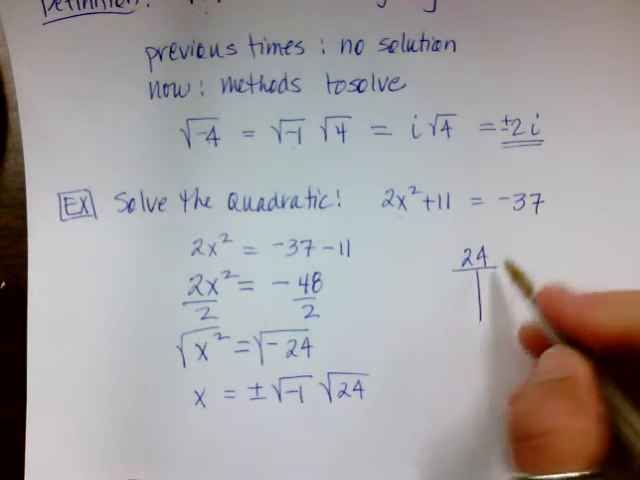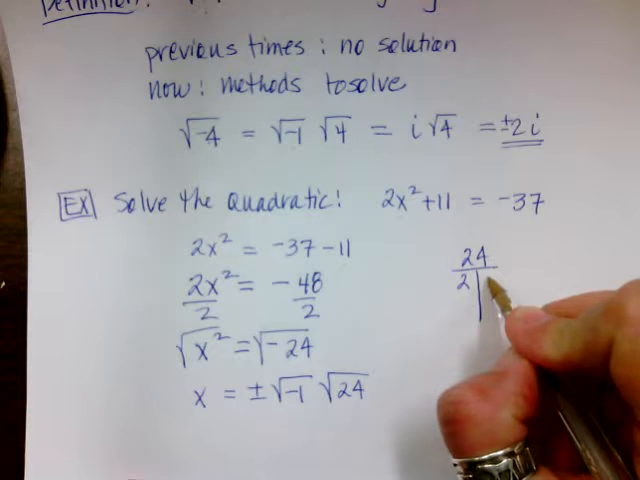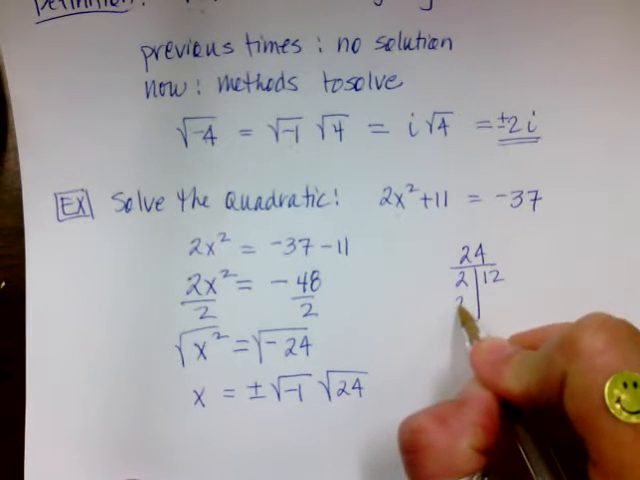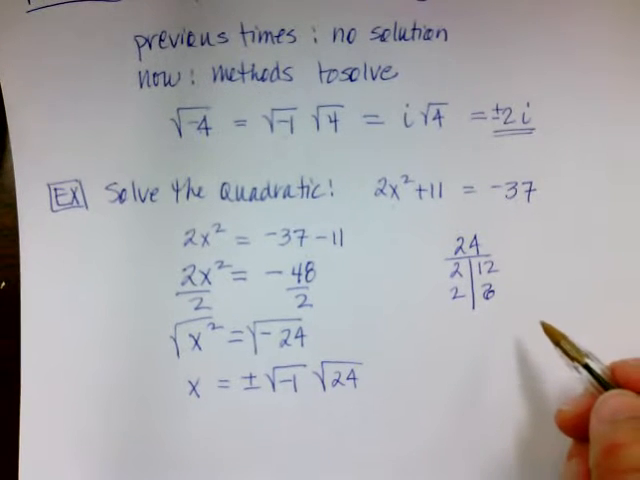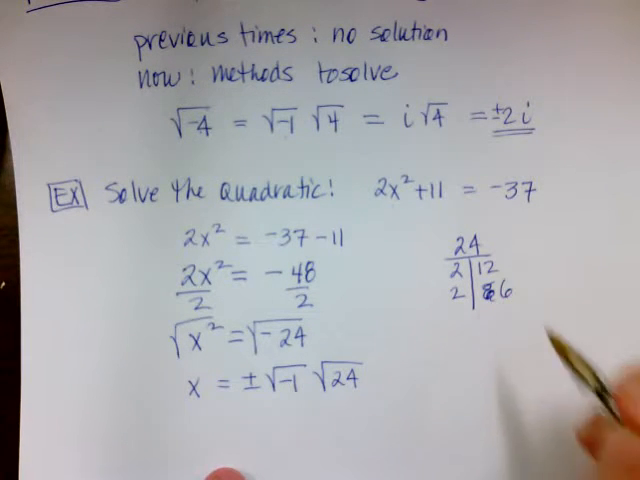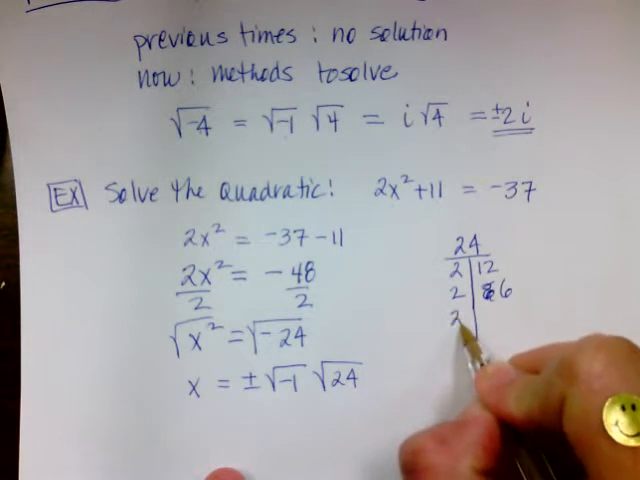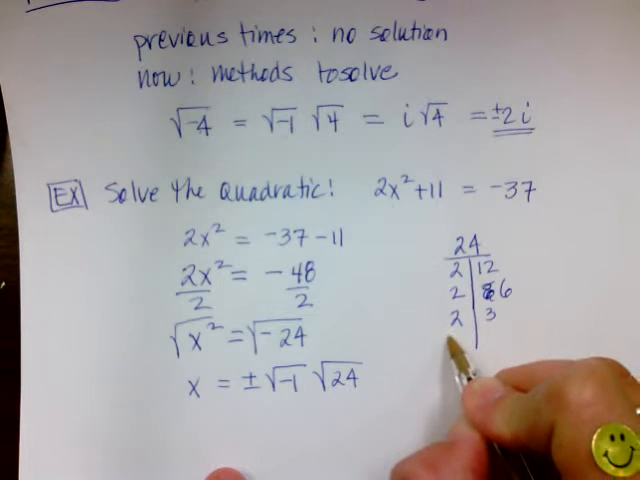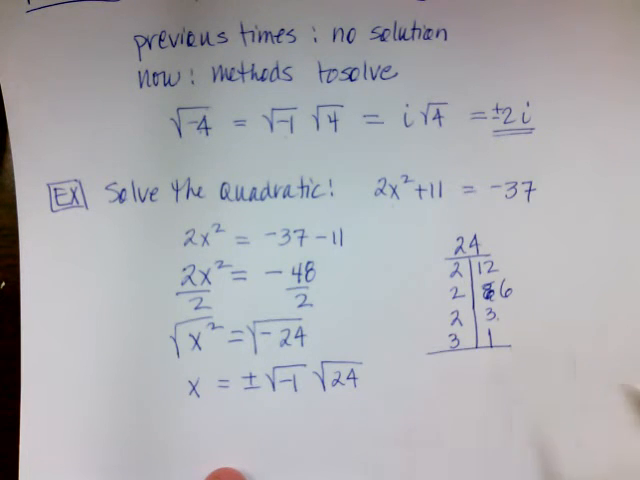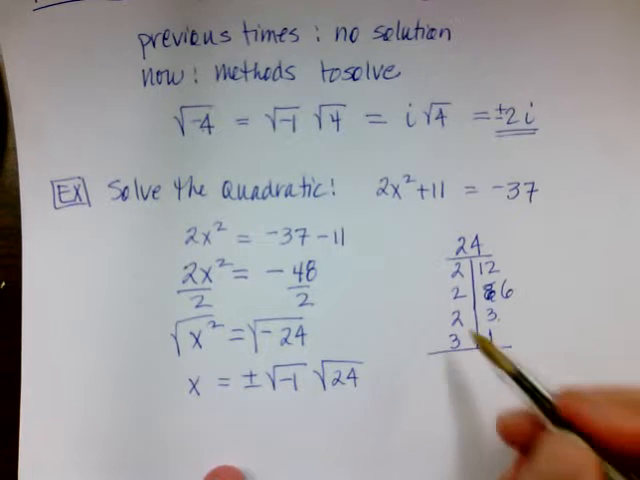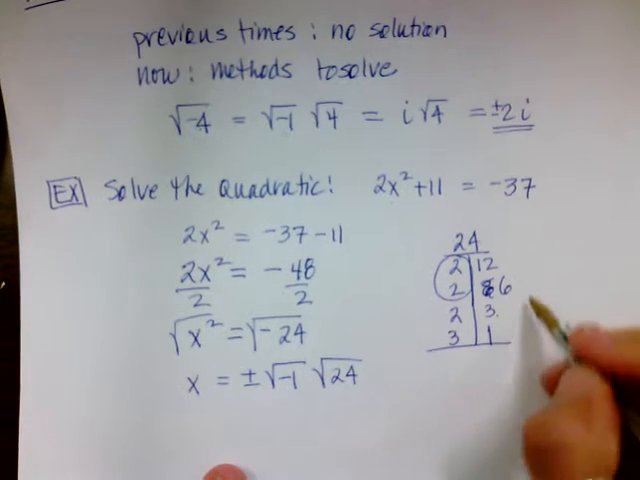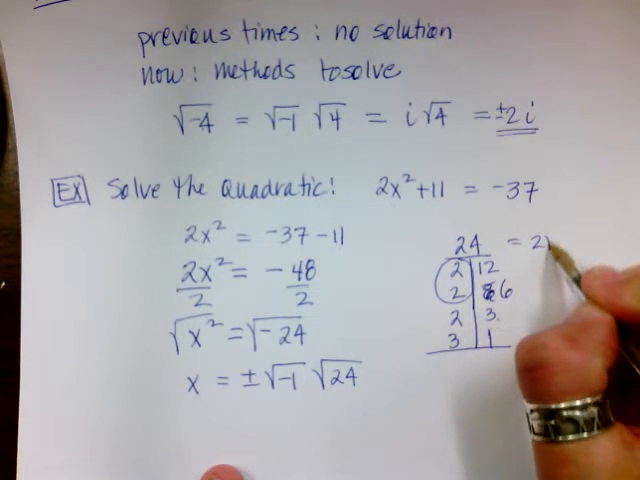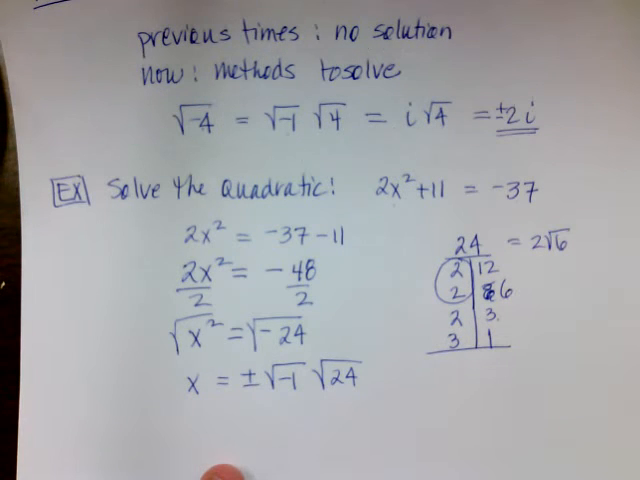So 2 would go into 24, 12 times. 2 would go into 12, 6 times. That's a weird 6, sorry. So I'll scribble that out. That's a 6. Then 2 goes into 6, 3 times. 3 goes into 3, 1. Remember that you can't go outside to play unless you have a buddy. So 24 reduces to be 2 radical 6.